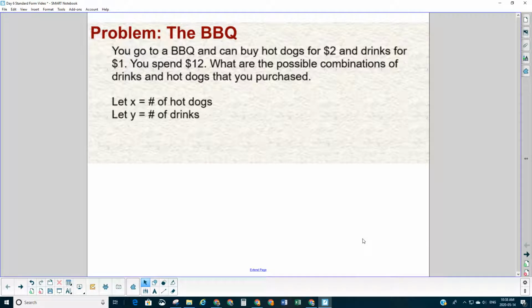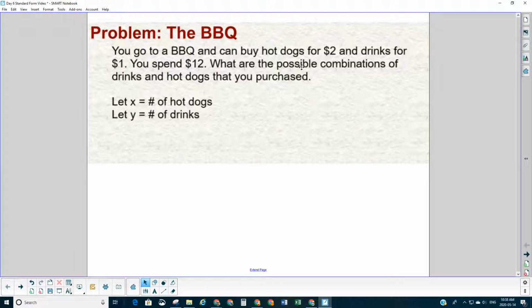We're going to start today's lesson looking at a brand new type of question. So in this problem, we're talking about barbecue. At a barbecue, you can buy hot dogs for $2 and drinks for $1. You spend $12. What are the possible combinations of drinks and hot dogs that can be purchased?